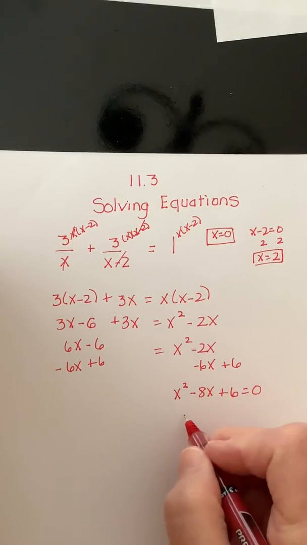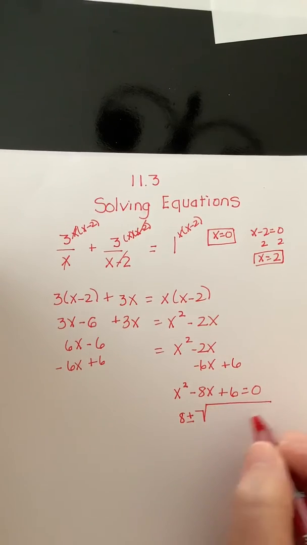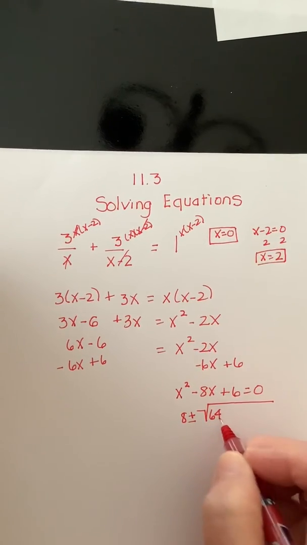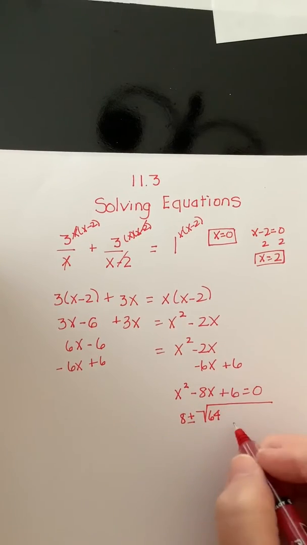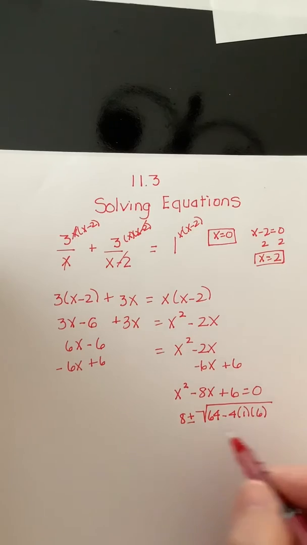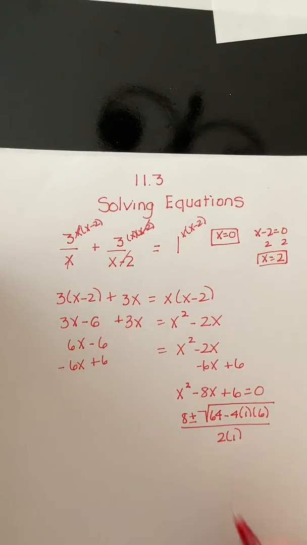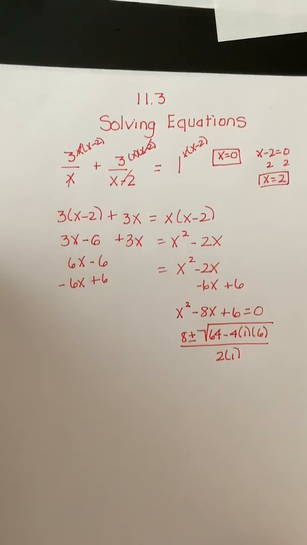So the opposite of b, which is 8, plus or minus the square root of b squared. I should grab my calculator. 64 minus 4 times a times c. Oh, we can do this one. All over 2a, and a is 1. So this is, let me move this up.